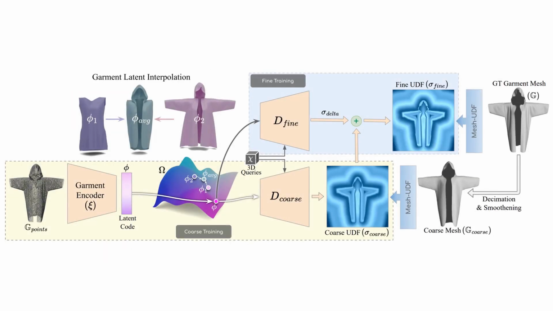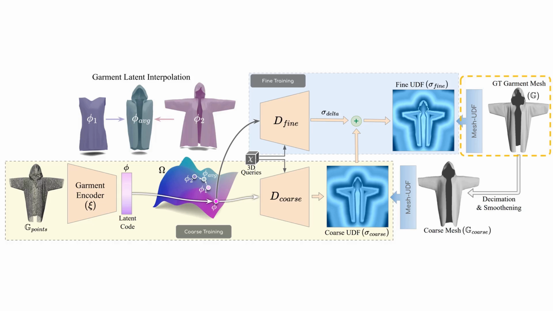In order to learn a rich latent space of 3D garments, we employ a two-stage encoder-decoder architecture. The choice of the encoder is DGCNN, which takes points sampled on a garment mesh and encodes them into a garment latent code, phi. This phi is then decoded by the MLP decoder D-coarse into a coarse UDF representation, sigma coarse. In the fine stage, phi is passed to the MLP decoder D-fine, which predicts residual UDF sigma delta over the coarse UDF. Finally, sigma delta is added to sigma coarse to obtain sigma fine, the final garment UDF.